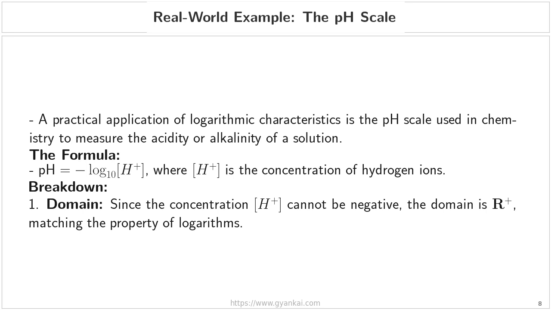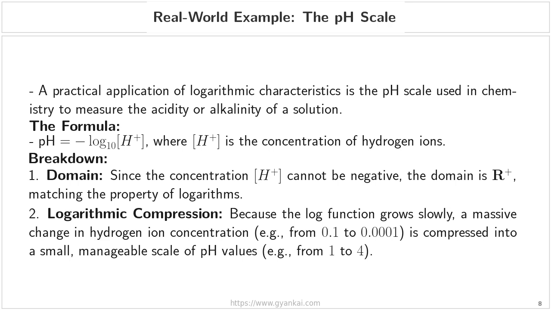First, consider the domain. As we established in our earlier analysis of the logarithmic domain, you cannot take the logarithm of 0 or a negative number. In this chemical context, since the concentration of hydrogen ions can never be negative, the domain is restricted to positive real numbers, which perfectly aligns with the mathematical requirements of a logarithmic function.